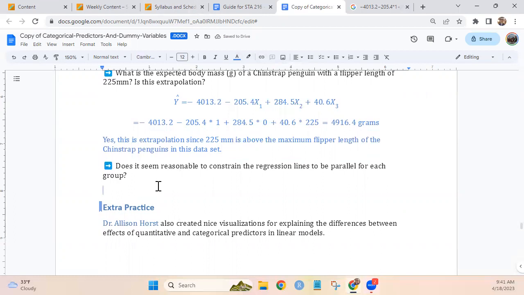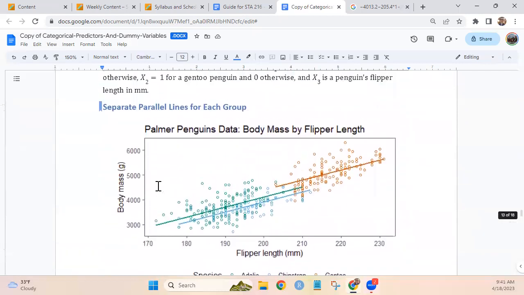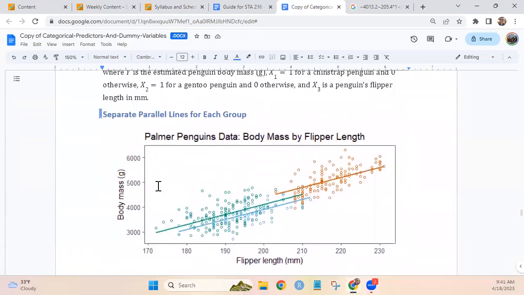So does it seem reasonable to constrain the regression lines? Okay, we kind of talked about this. Does it seem like that's fitting the data well? Yeah, it's pretty good. The thing is, it seems nice to let the regression lines vary within each group for the slope, because then you get more accurate predictions for this sample, right? But this is a sample of data. We're getting an estimate of the slope, but it's not perfect because it's only some data. We don't have the whole population.